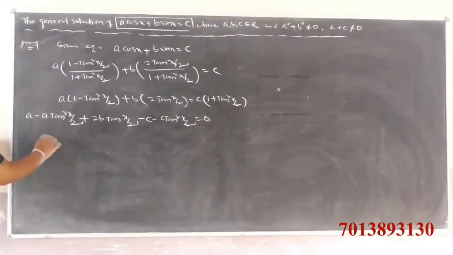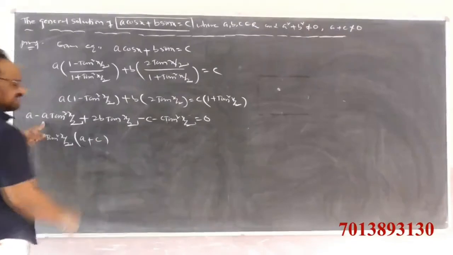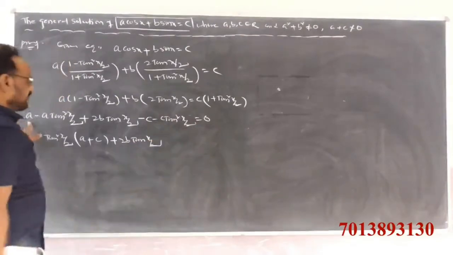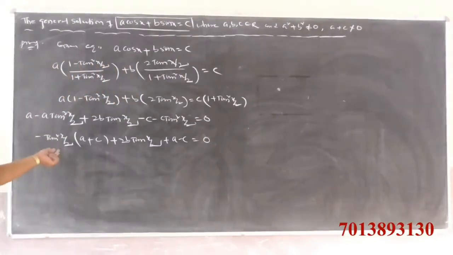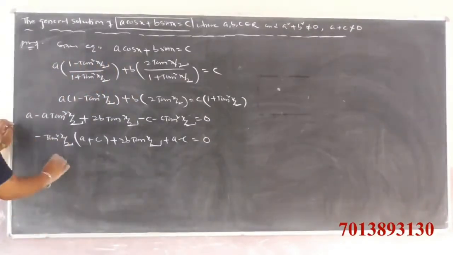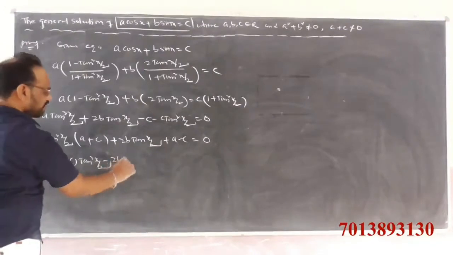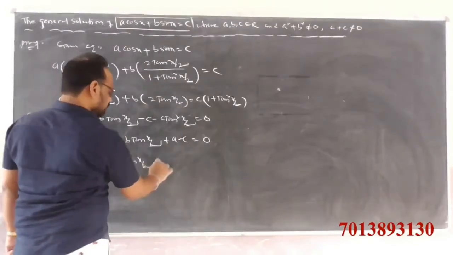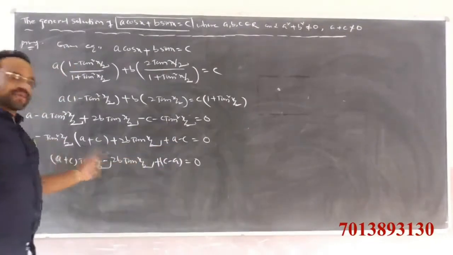If you take minus tan square x by 2 as common, we get a plus c, plus 2b tan x by 2, and the constant is a minus c, equal to 0. If you multiply both sides by minus, we get a plus c into tan square x by 2 minus 2b tan x by 2 plus c minus a, equal to 0. Here minus a becomes plus c minus a when multiplied by minus on both sides.